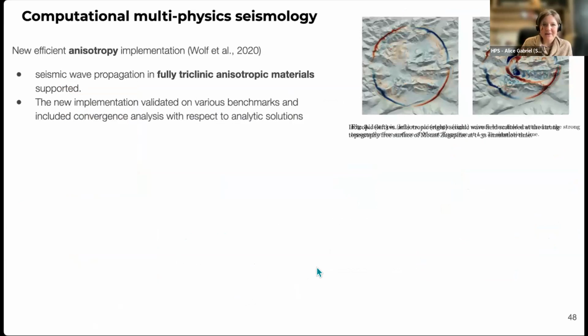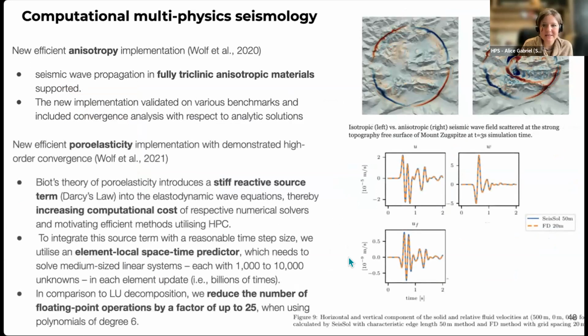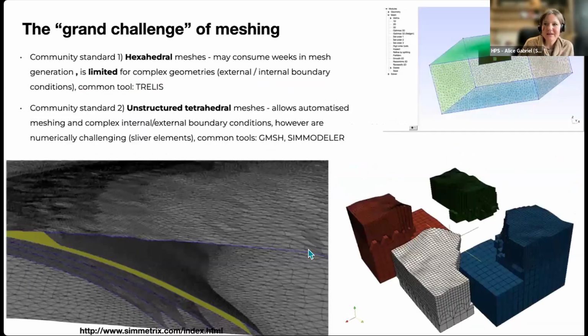I have a slide about the work that Sebastian did in terms of optimizing anisotropy and poroelasticity. You can ask him about this when he's teaching you about this first dynamic rupture model. But I want to highlight one of the grand challenges that I'm sure many other communities have too, but for us that can really be a bottleneck, and that's the grand challenge of meshing. So how are we generating the meshes that we need to run these simulations?